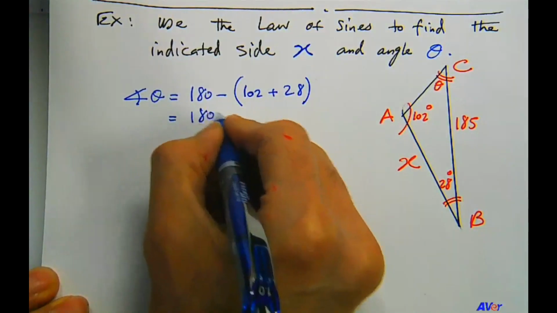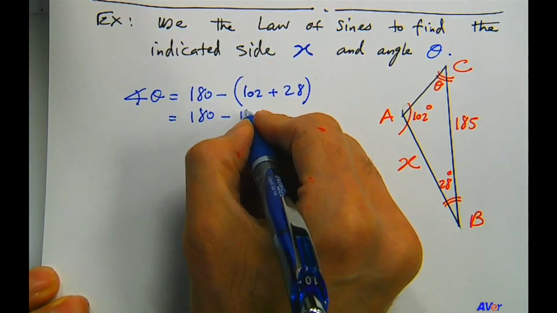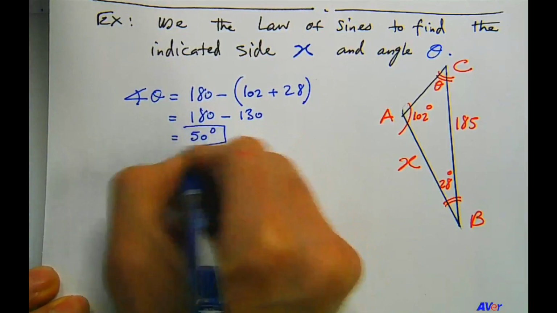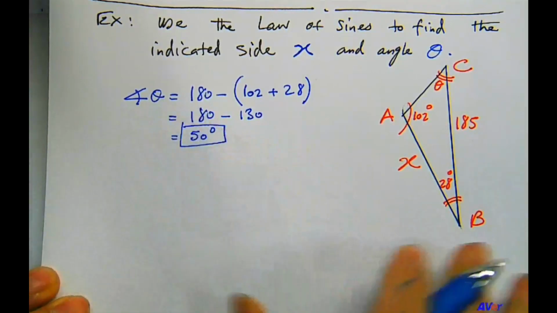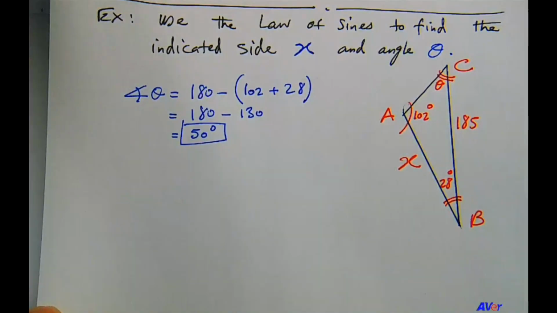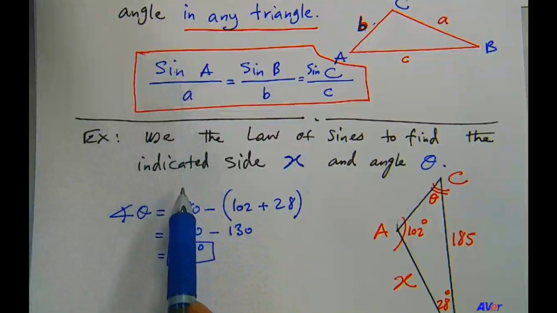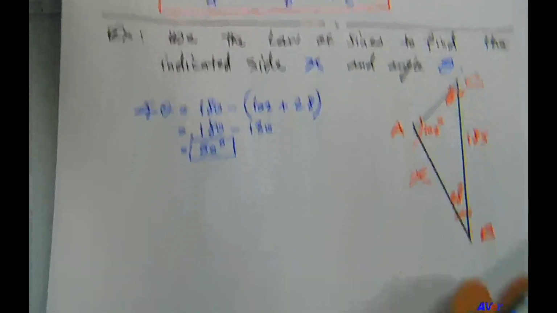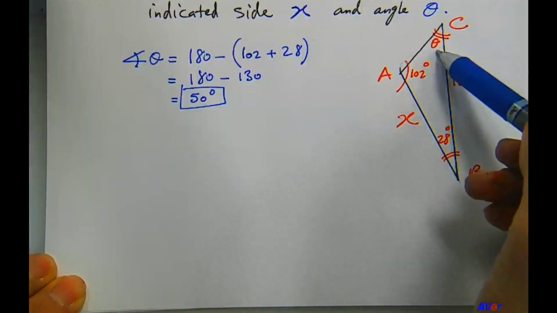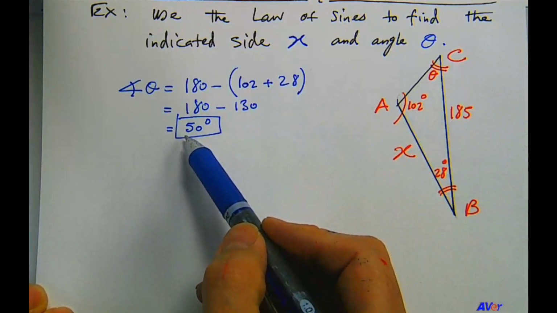So that'll be 180 minus 130, or 50 degrees. So that's the angle theta. Okay, so the length of side X, now we can use the law of sines, right? We can use the law of sines to write as follows. We just discovered the measure of this theta angle, which is 50 degrees.